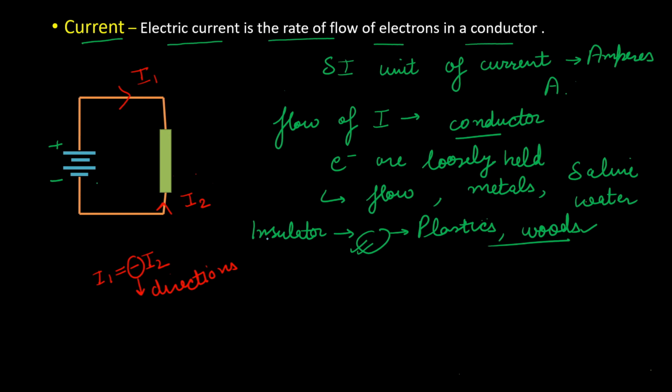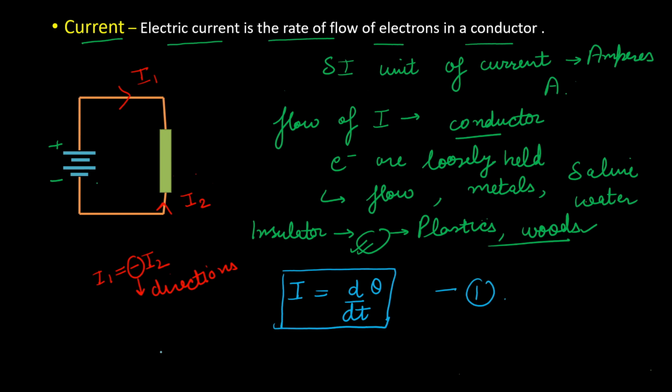Mathematically, current can be expressed as I equals dq upon dt. This formula is important from the numerical point of view, and you need to remember it. Or you can say charge is equal to the integration of current, q equals integral of I dt. This is also a very important formula.